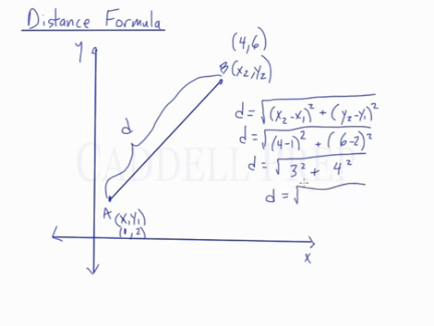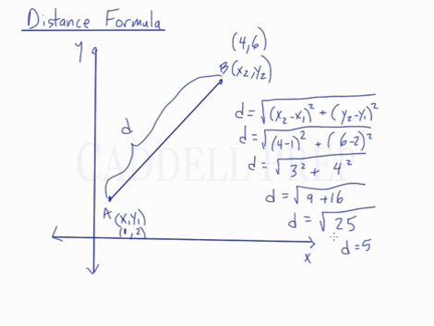So distance is the square root of 3 squared is 9, 4 squared is 16. So the distance is the square root of 25. So the distance is 5. So this distance here is 5.